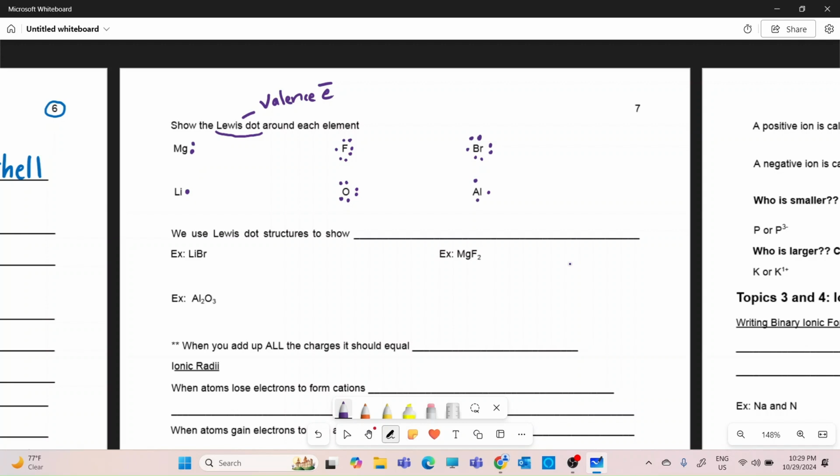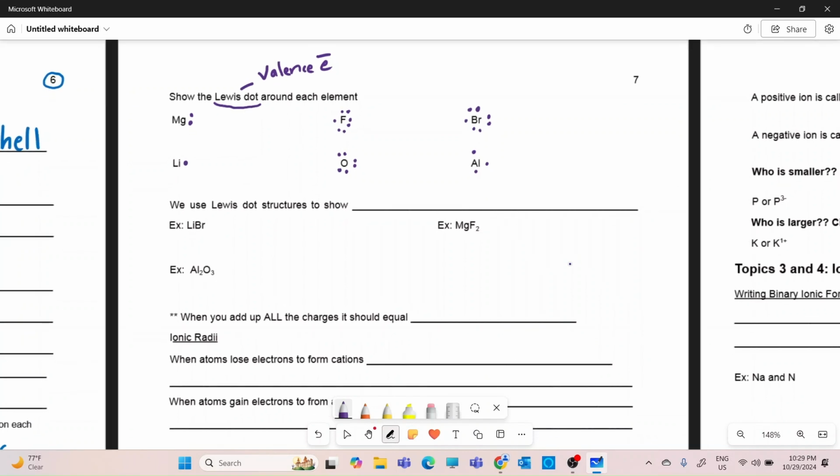Now we are going to use the same Lewis dot structure to show the bonded electrons, to represent ionic bonding. Let's see. The first example is a compound between lithium and bromine. Imagine we are heating lithium with bromine. They will react and form a compound, lithium bromide.